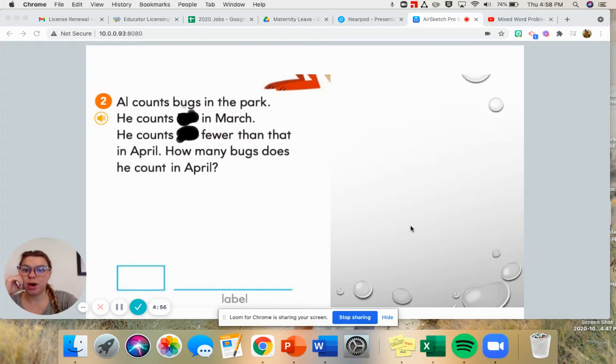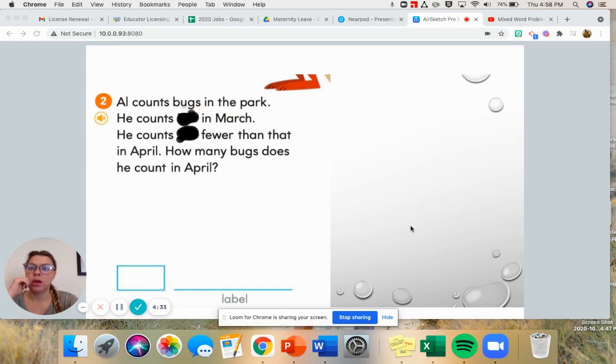Here's our next problem. Al counts bugs in the park. He counts blank bugs in March. He counts blank fewer than that in April. How many bugs does he count in April? Okay, so that's our problem. Al is looking at two different months, and he's looking at bugs he collected in those months.